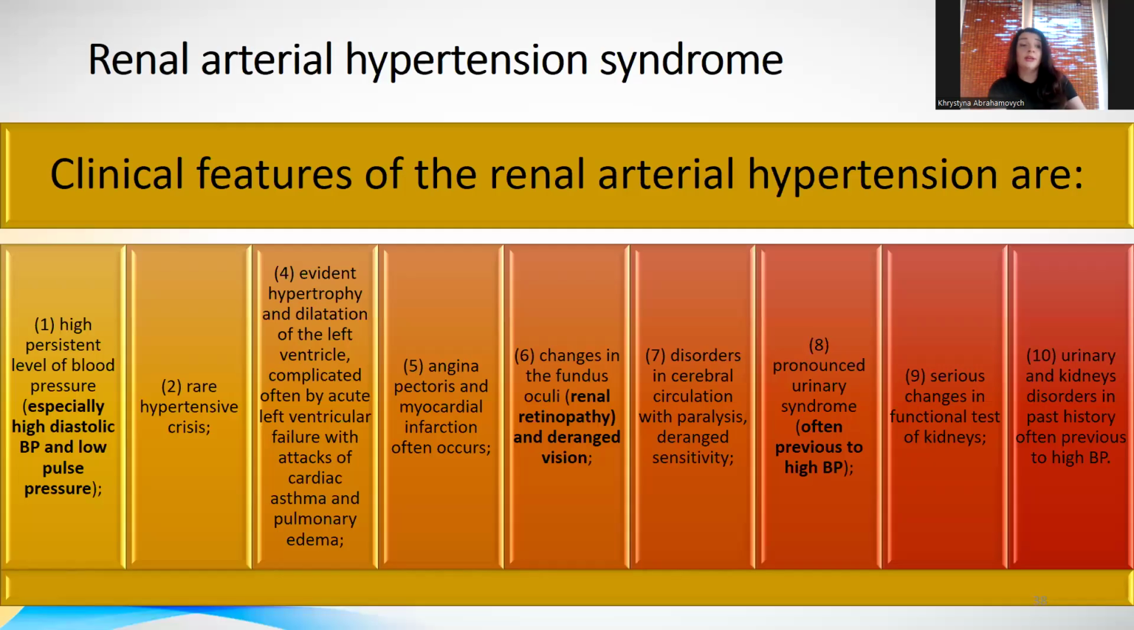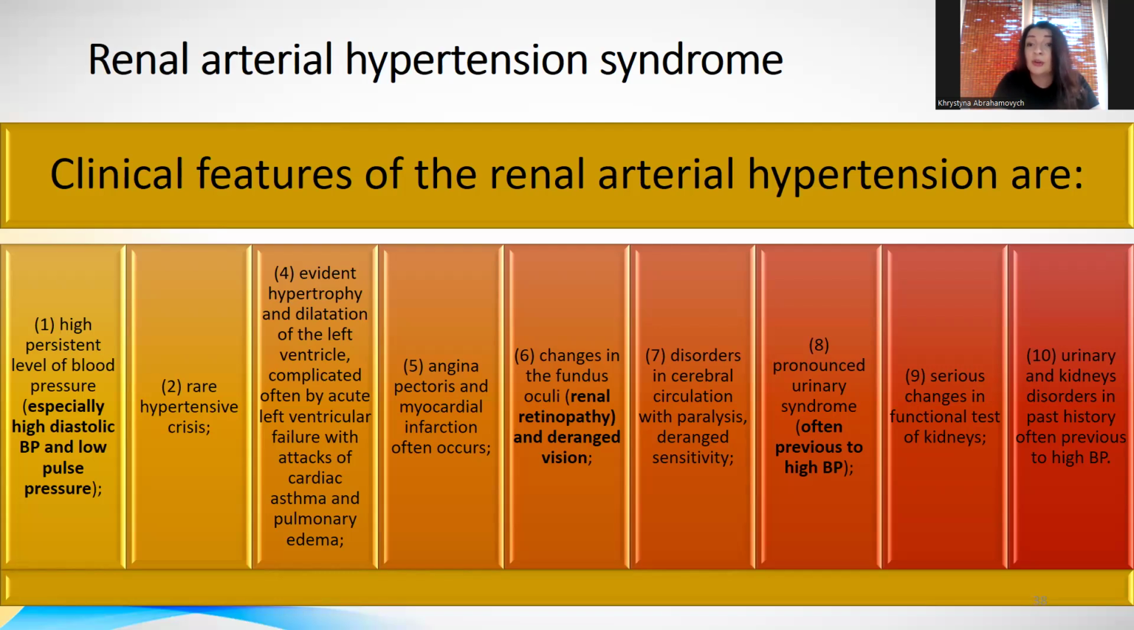Now, clinical features of this kind of problem will be next. First of all, high blood pressure, of course, but in this case there will be very high diastolic pressure and low pulse pressure. Also, for this type of arterial hypertension hypertensive crises are less common. Besides that, this problem can lead to complications such as ventricular hypertrophy or injury of the retina or injury of the brain. So due to that, complications related to these organs will occur.